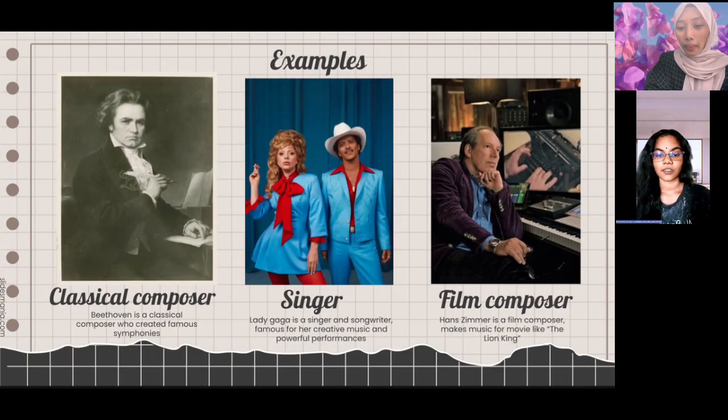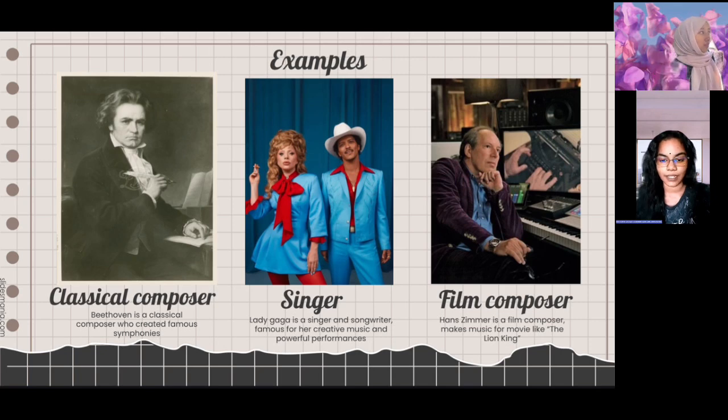Okay. As you can see, those images show three examples of people who demonstrate strong musical intelligence. First, classical composer Beethoven. Beethoven is a famous classical composer known for his powerful symphonies. He had a deep understanding of musical structure, instruments, and emotional expression. Besides becoming deaf later in life, he continued to compose, showing exceptional musical memory and imagination.